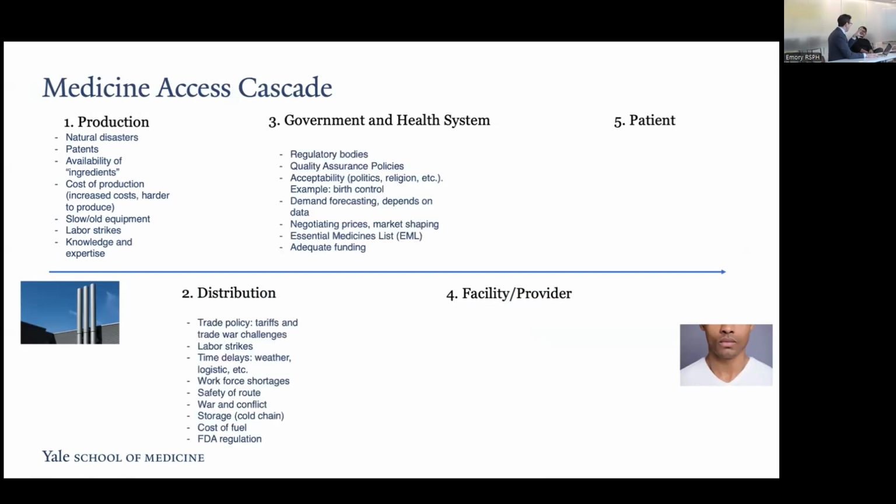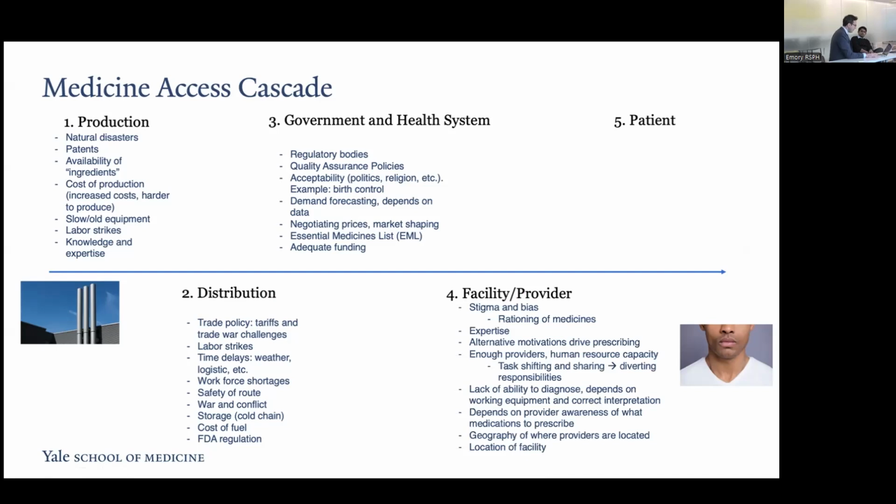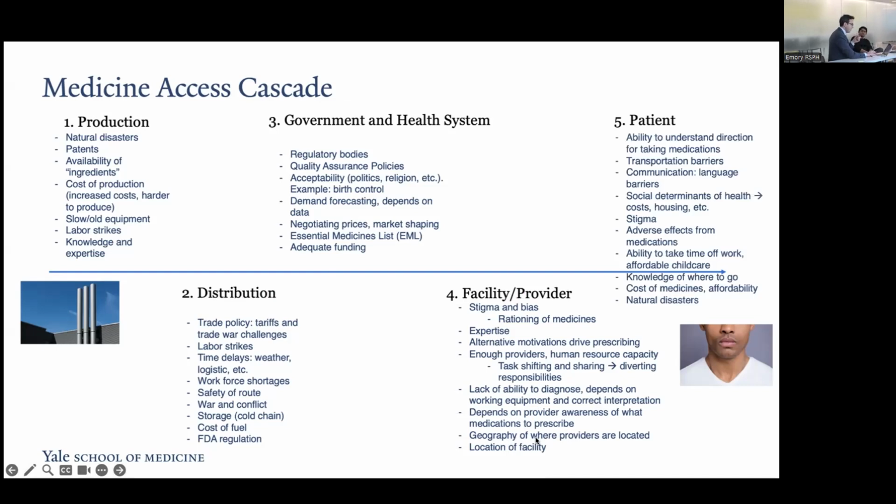Now you're entering the health system's government, thinking about things like essential medicines list and demand forecasting, things I work on with Jitin and Roshni. But then even more proximal to the patient, barriers around the facilities and the providers, right? So is there expertise? Is there diagnostic capability? The geography, location, right? And then at the patient level, things like stigma and adverse effects and costs, affordability, natural disasters, right? So really complicated.